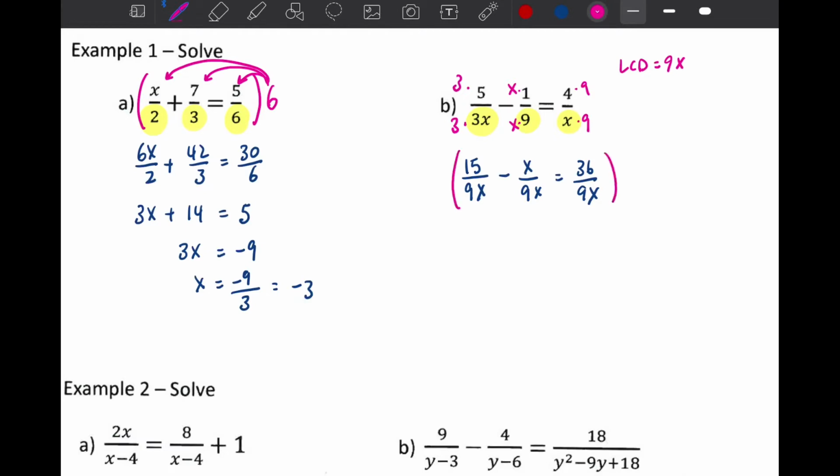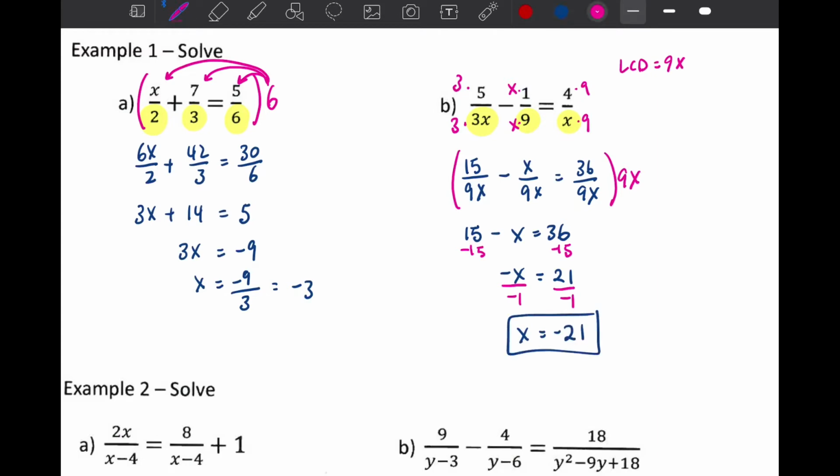Then you can multiply the entire equation by 9x. We get 15 minus x equal to 36. So we were able to get rid of the fraction. So let's isolate x. So minus 15 on both sides. We're left with negative x equal to 21. Divide both sides by negative 1. You get x equal to negative 21.